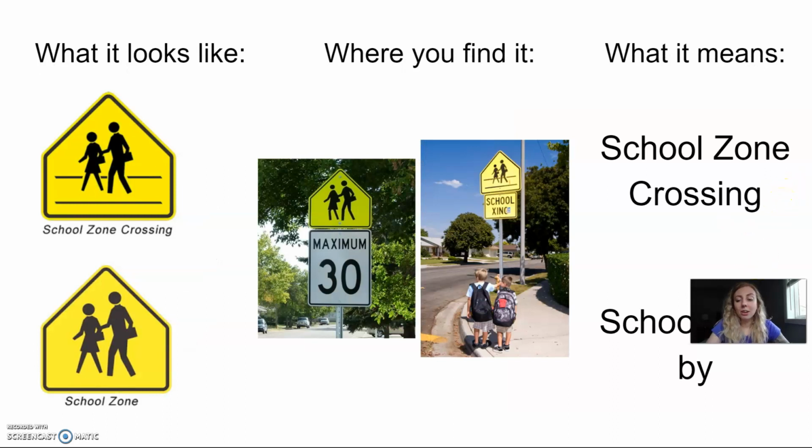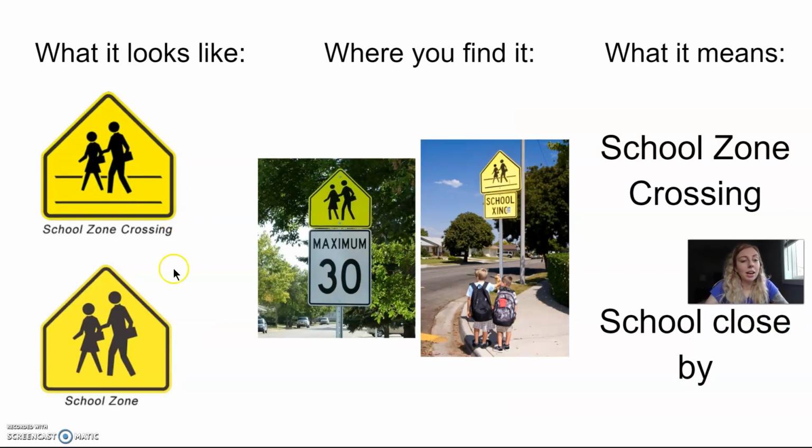And then the final one is the school zone one. So I have two different ones on here. So I have a school zone crossing, and you can see that it has these two lines right here to show a crosswalk. And I just have a regular school zone. So the difference is oftentimes you'll see this one where students or people can cross the street near a school. So you can see in this picture right here, these two boys are waiting to cross the street here, and that's a school zone crossing.